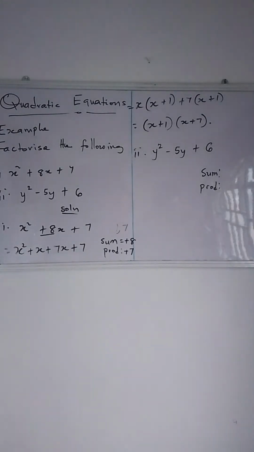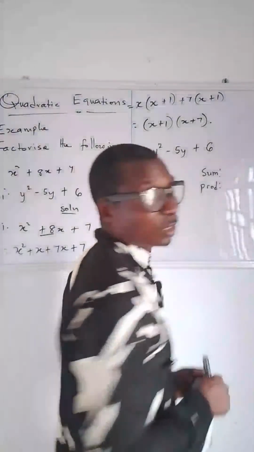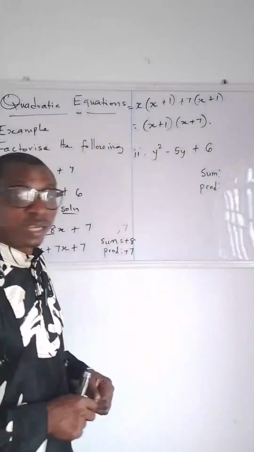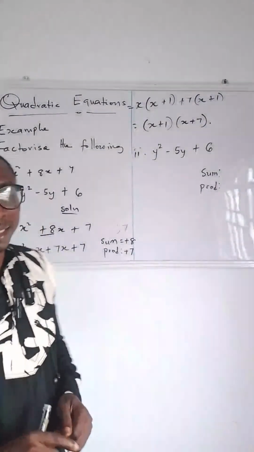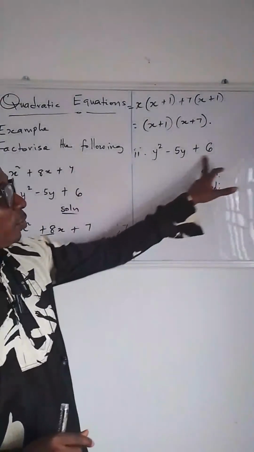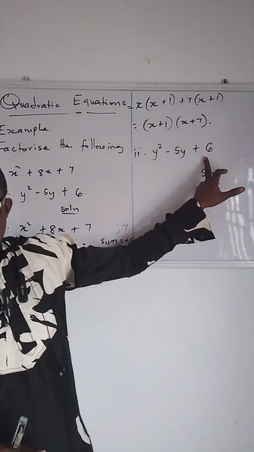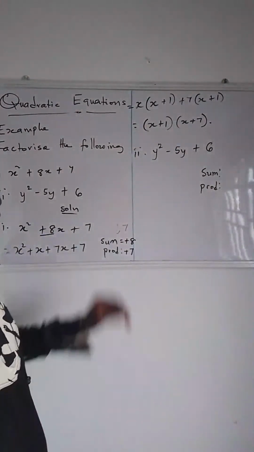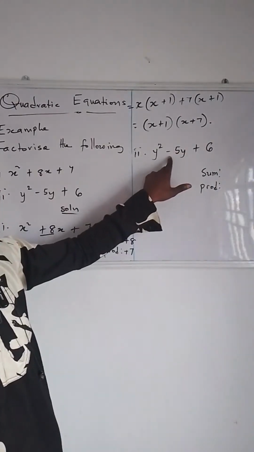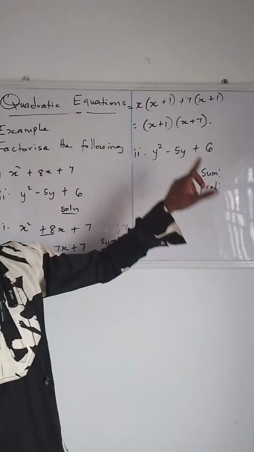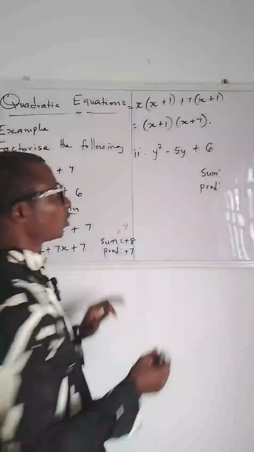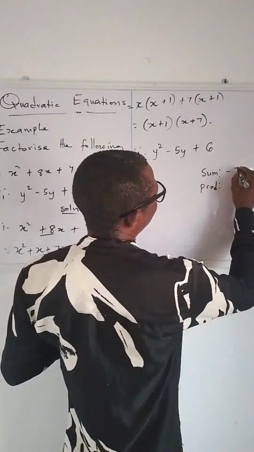All right, some of us are doing very well. Now, those of you that have not dropped your answer are probably still looking at the expression. So I said earlier that we need to get the sum and product of this quadratic expression. Now, the sum is the coefficient of y. The coefficient of y is the number beside y, and that is -5. So the sum is -5.